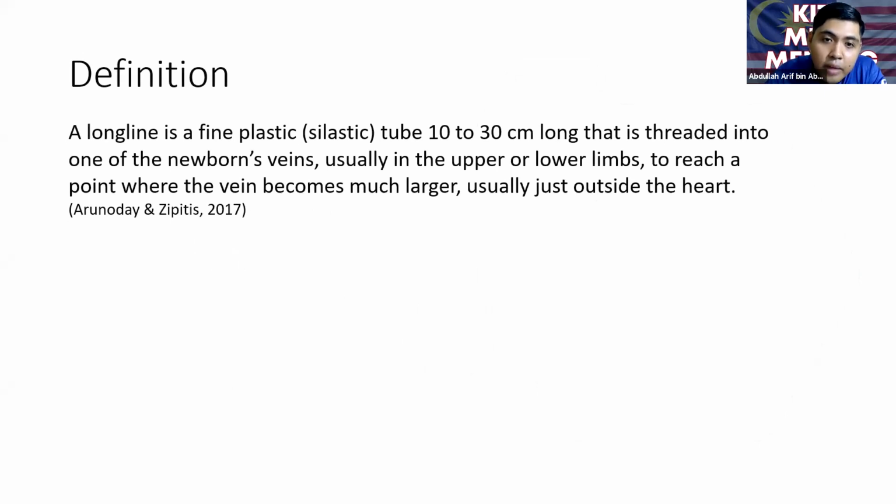A long line is a fine plastic or silastic tube about 10 to 30 centimeters long that is threaded into one of the newborn's veins, usually in the upper or lower limbs, to reach a point where the veins become much larger, and then it is usually just outside the heart.